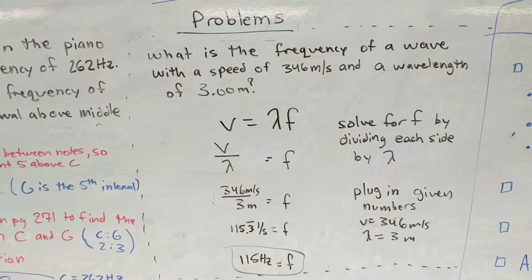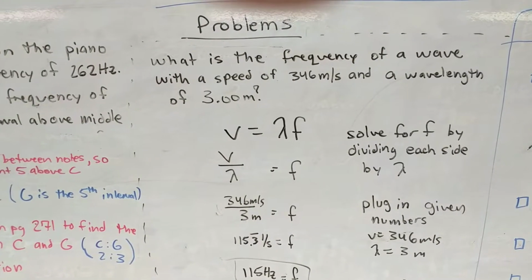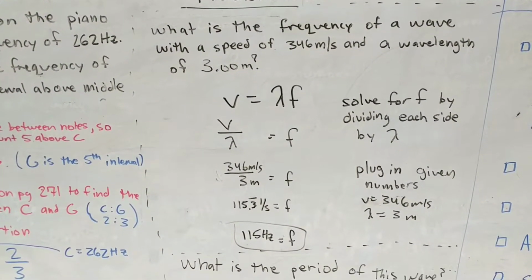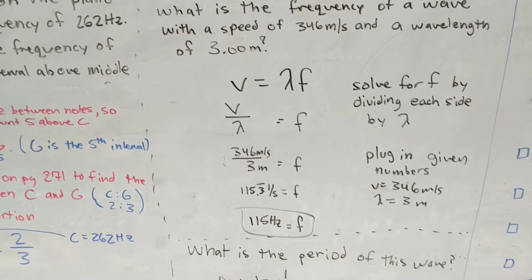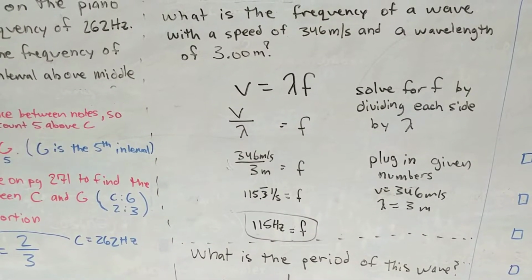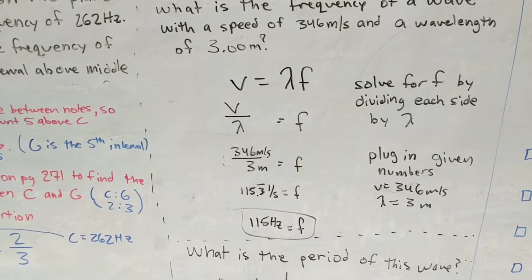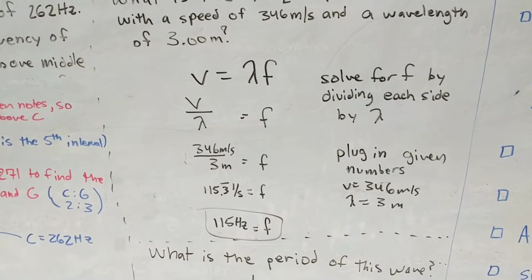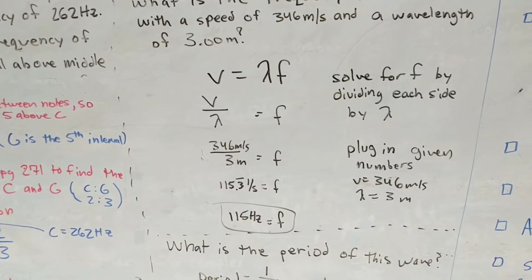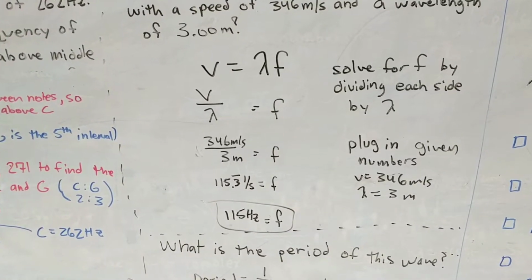For this problem, we're finding the frequency when we're given a speed and a wavelength. Remember, whenever you have an equation, you can find the variables if you're just missing one. So we start with the formula that we use. V is equal to lambda f. We solve for frequency by dividing each side by lambda. We plug in our numbers, and then we get our solution of 115 hertz.